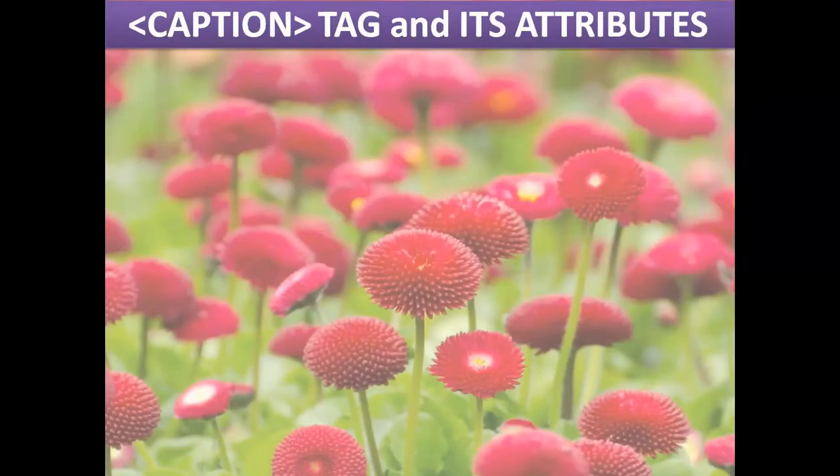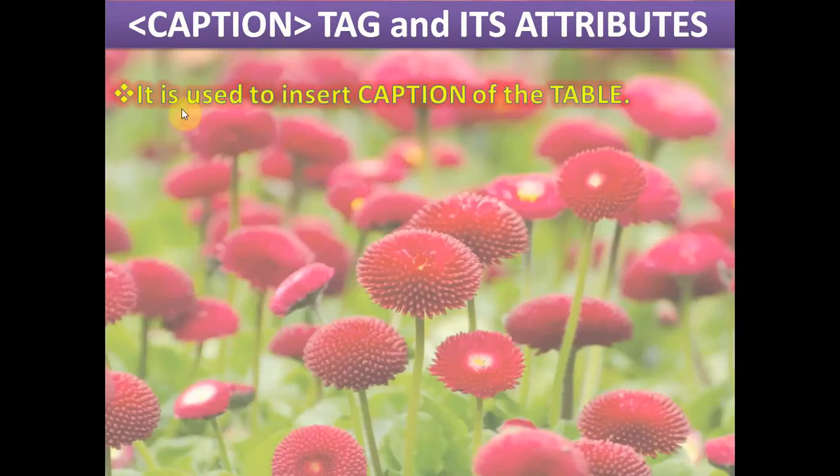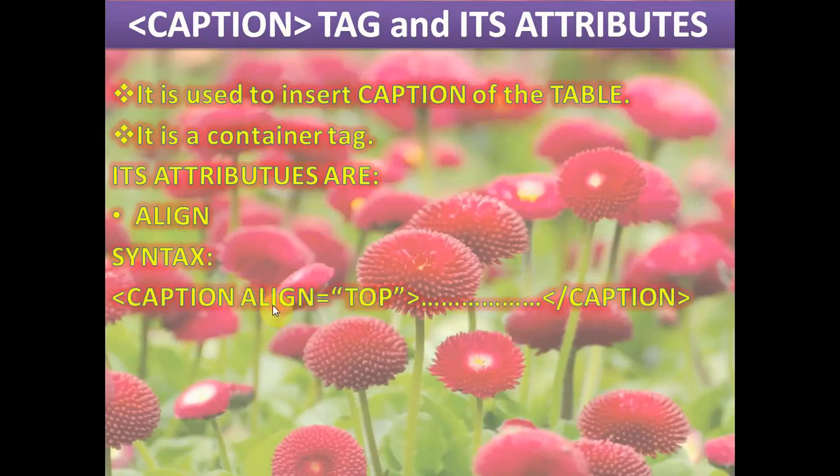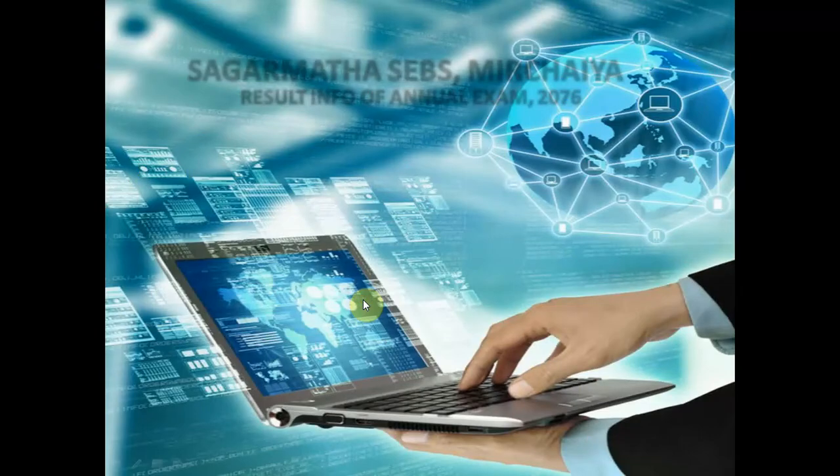Next and last, because caption is also a very important tag. If you want to give a caption to the table, you have to use the caption tag, which is also a container tag. It is used to insert the caption of the table. It supports only one attribute, that is align, and it supports 4 values. First, top; here I have written align equal to top. Bottom is also correct, and left and right are also correct.